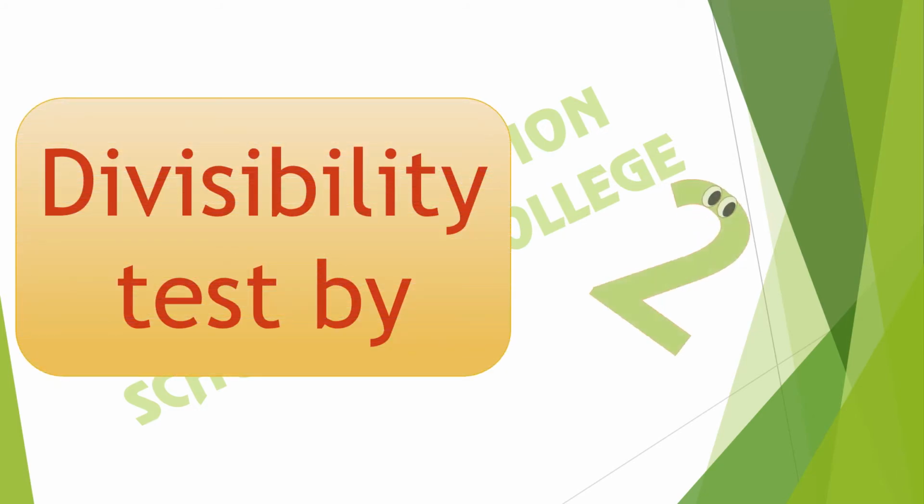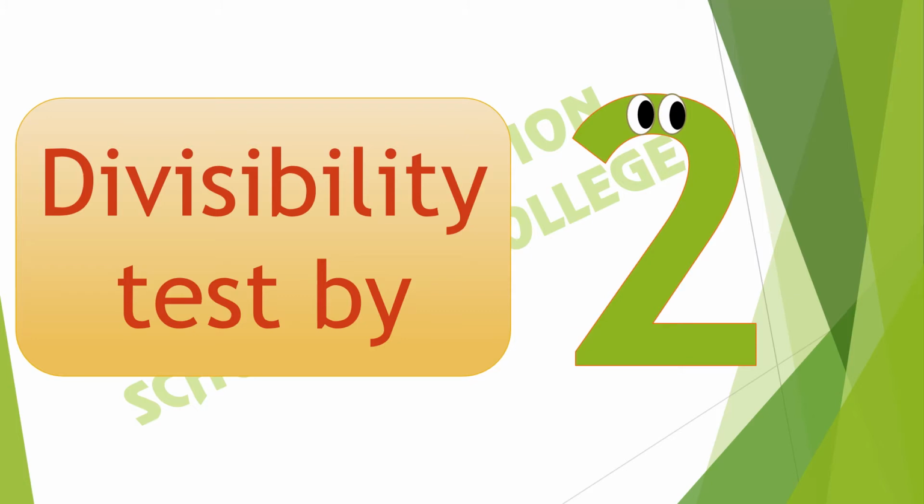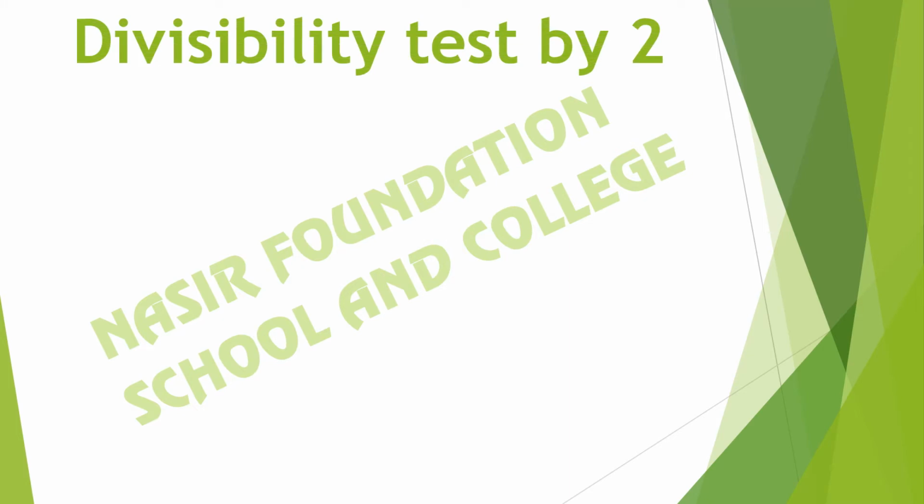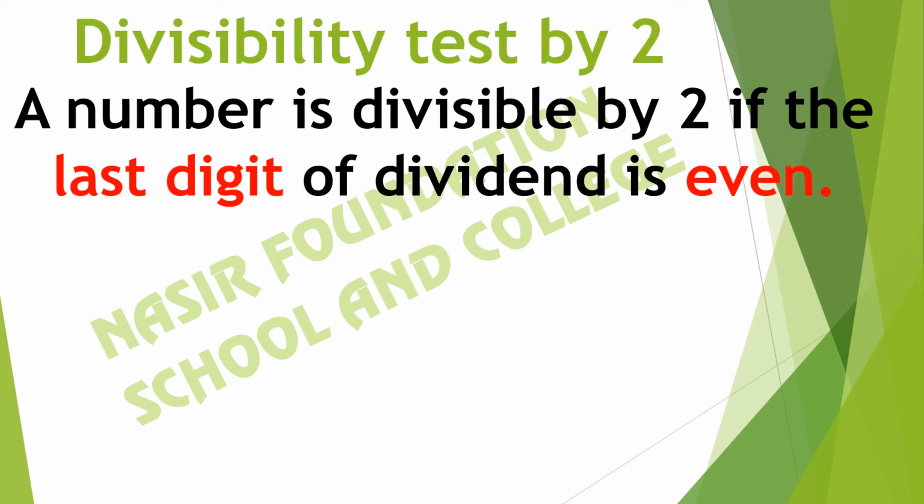Divisibility test by 2. How do we know that a number is divisible by 2 or not? A number is divisible by 2 if the last digit of the dividend is even. Is 15 divisible by 2 or not? How do we know? We will check the last digit, that is 5. Is 5 an even number? It is not an even number. So 15 is not completely divisible by 2.